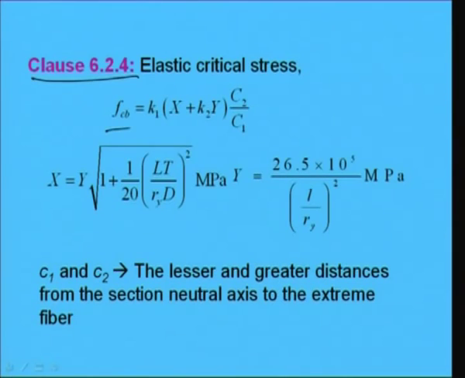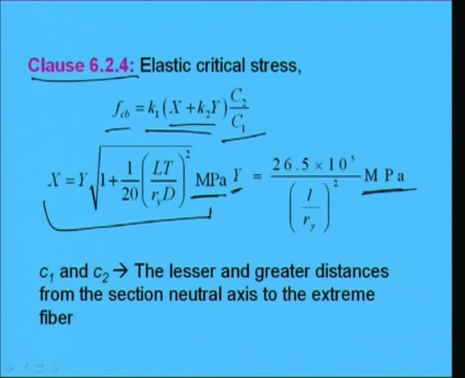In clause 6.2.4, the fcb has been defined. That is, fcb is equal to k1 into (X plus k2 Y) into c2 by c1, where X is expressed like this. That is, X is equal to Y into root over 1 plus 1 by 20 into (L t by r y d) whole square, and this will be in MPa, whereas Y is equal to 26.5 into 10 to the 5 by (L by r y) whole square in MPa.